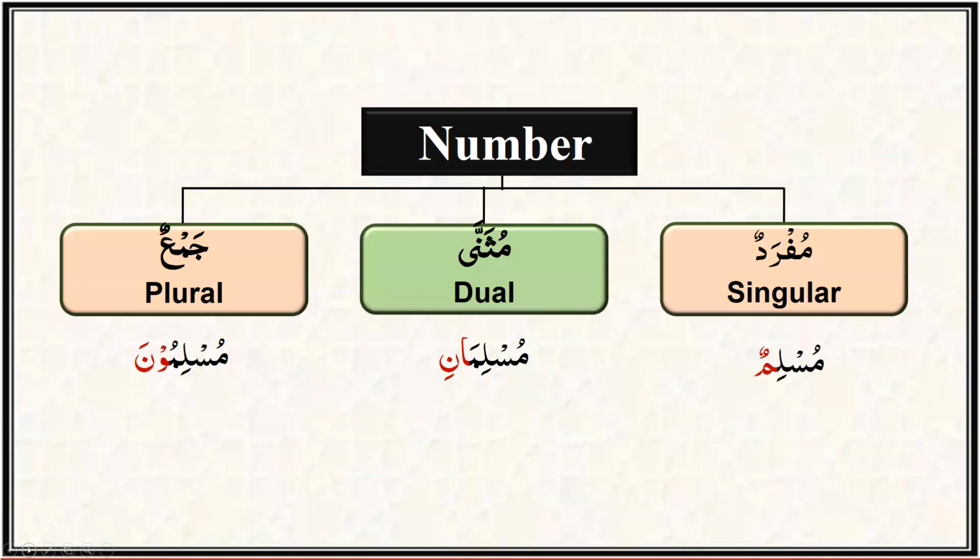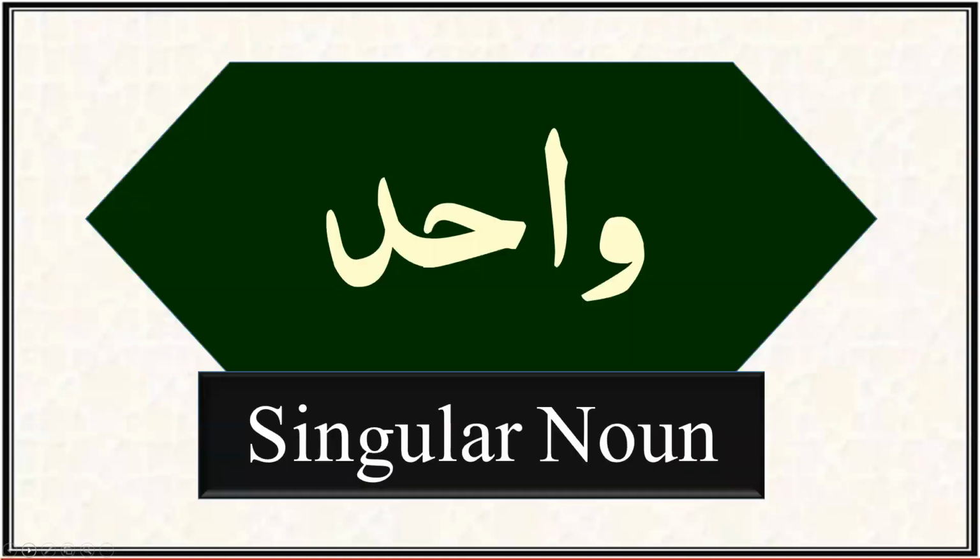So let's see. Singular, it is also called mufrad. Example is muslimun, a Muslim; Musanna, dual or pair; Muslimani, two Muslims; and Jama, plural, Muslimuna, more than three Muslims. Now let's study them one by one.